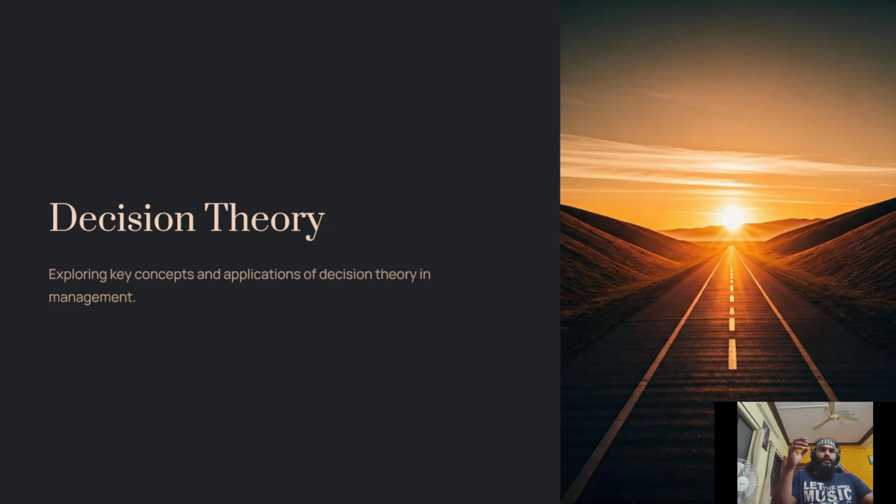So, decision theory helps to make a sound decision for the organization that helps to create efficiency, increase productivity, and increase profitability for the organization.